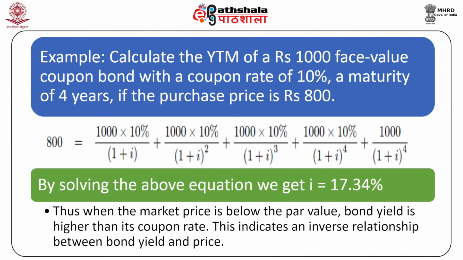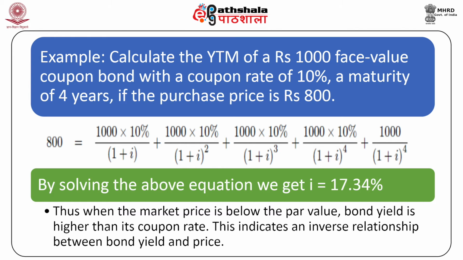Example. Calculate the YTM of a 1000 rupees bond with a coupon rate of 10%, maturity of 4 years, if the purchase price is rupees 800. Now this is given by the equation 800 is equal to 1000 into 10% divided by 1 plus I, plus 1000 into 10% divided by 1 plus I raised to power 2, plus 1000 into 10% divided by 1 plus I raised to power 3, plus 1000 into 10% divided by 1 plus I raised to power 4, plus 1000 divided by 1 plus I raised to power 4.